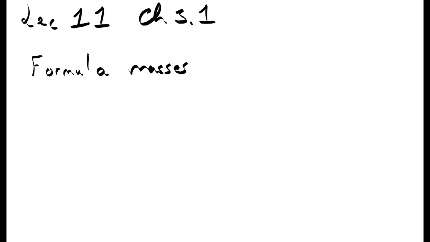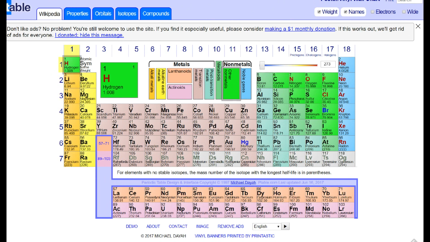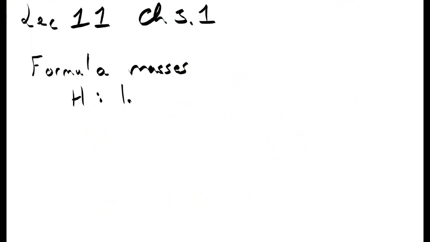It should come as no surprise that a molecule weighs more than an atom, because it's made of multiple atoms. Okay? But how much does it weigh? Well, a single atom of hydrogen has, let's look at the periodic table, a mass of 1.008 atomic mass units. Now remember, this is the average.